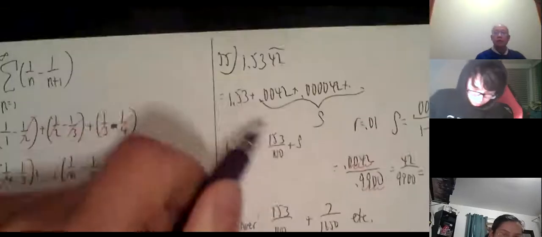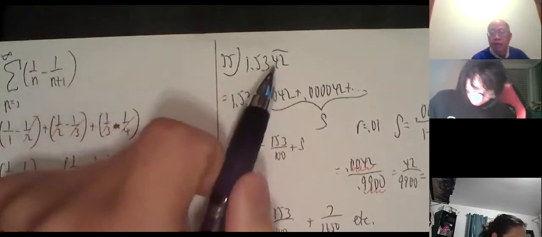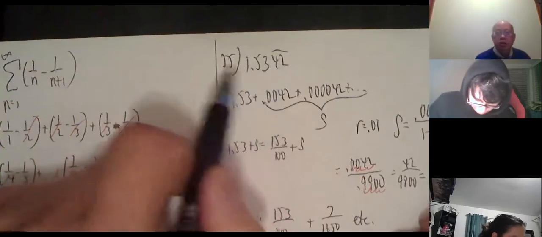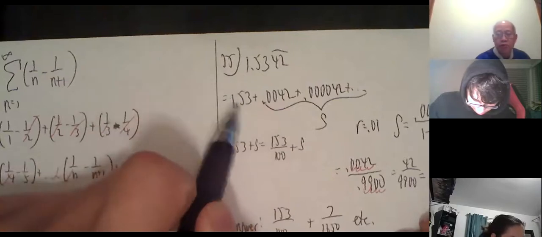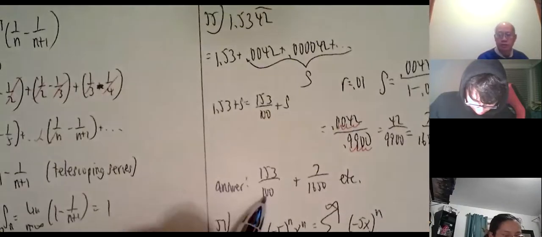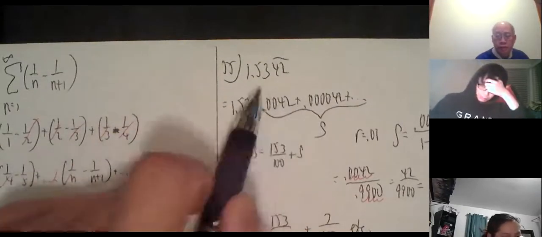And let's see. I will show you my 55, which unfortunately doesn't match yours, but that's the way it goes. 1.5342 with the repeating part being the 42, you know, right? So separate out the part that doesn't repeat, 1.53. We know how to change that to a fraction, 153 over 100, right? So the harder part is the rest of it.